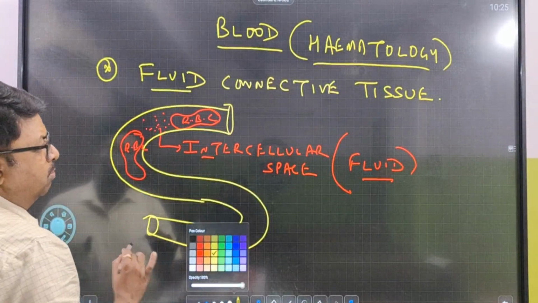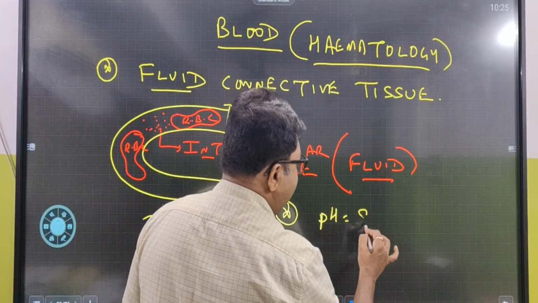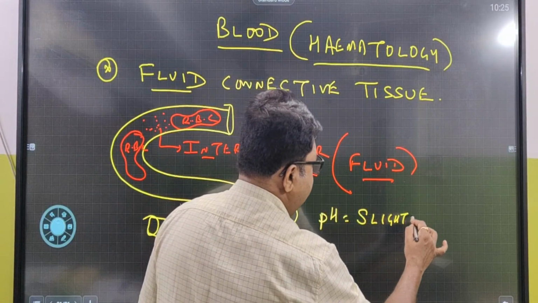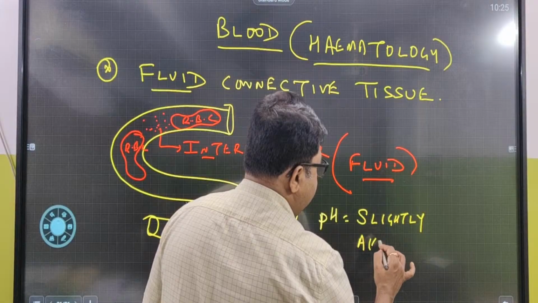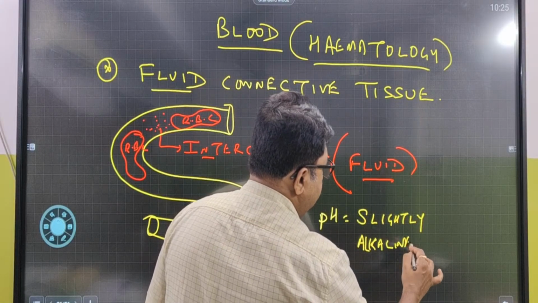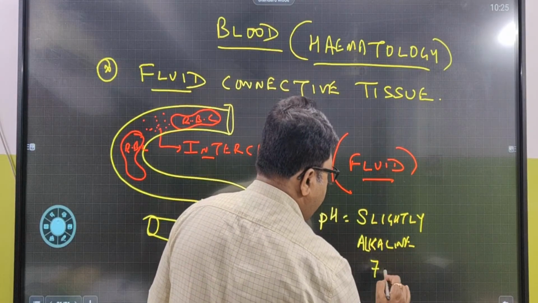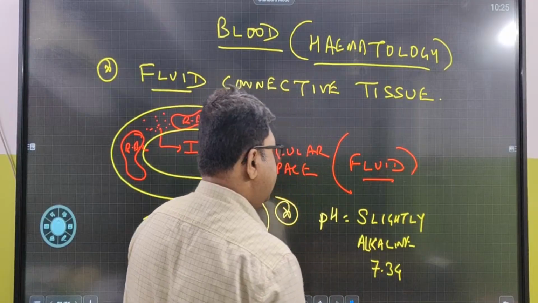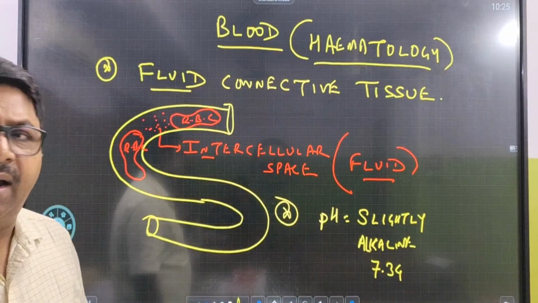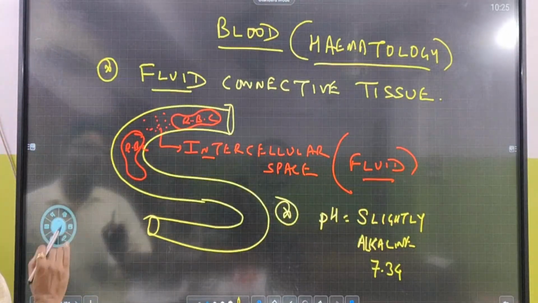The second point about blood is what? The pH of blood, it is slightly alkaline in nature. And what is the pH? The pH of blood is 7.34. It's slightly alkaline in nature, 7.34. Okay?